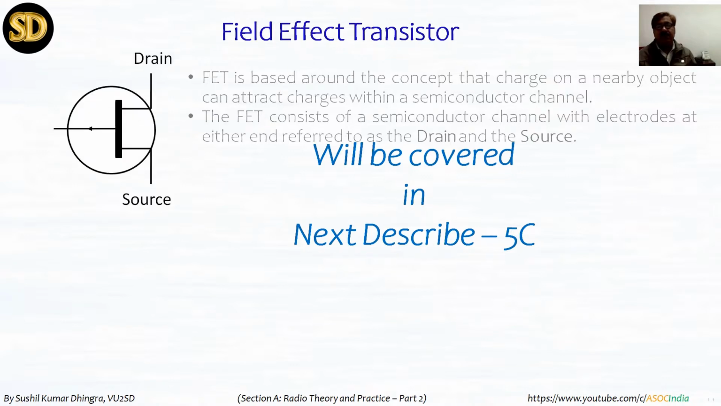This is just the symbol I am showing you of FET so that you can remember and compare with UJT. The difference is only here, with the straight line, whereas that was an angular line.